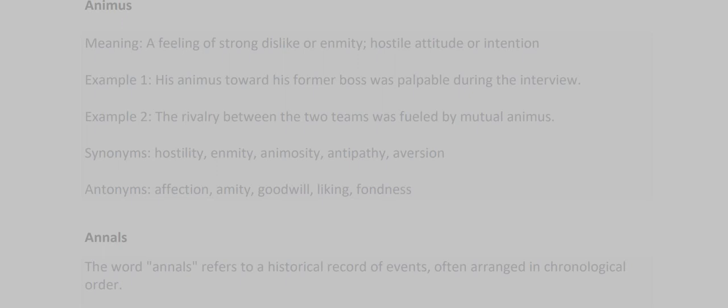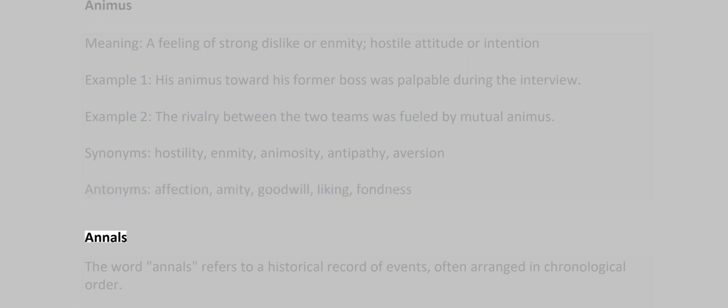Animus. Meaning: a feeling of strong dislike or enmity, hostile attitude or intention. Example 1: His animus toward his former boss was palpable during the interview. Example 2: The rivalry between the two teams was fueled by mutual animus. Synonyms: hostility, enmity, animosity, antipathy, aversion. Antonyms: affection, amity, goodwill, liking, fondness.